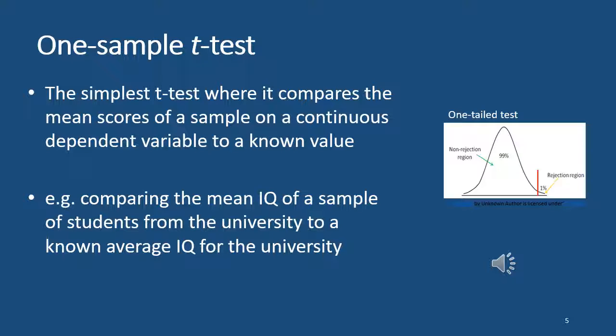So this is the simplest t-test, where it compares the mean scores of a sample on a continuous dependent variable to a known value. This could be comparing the mean IQ of a sample of students from the university to a known average IQ for the university, similar to one of the homework test questions.